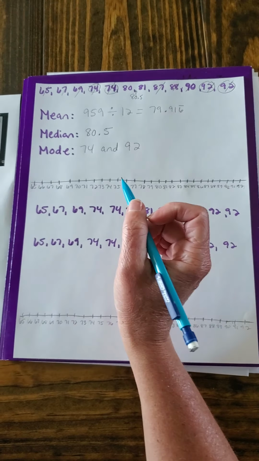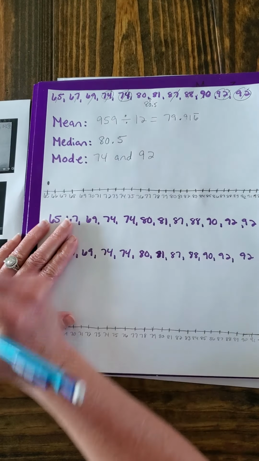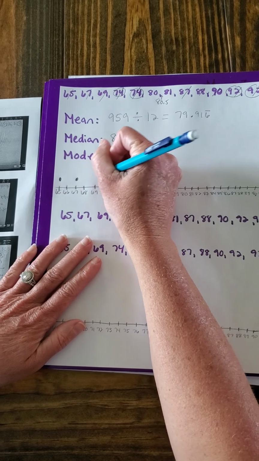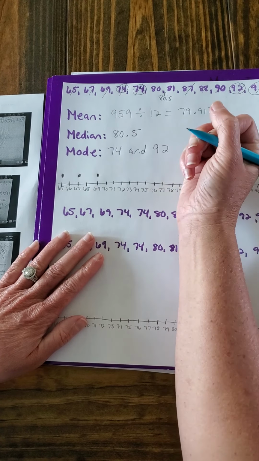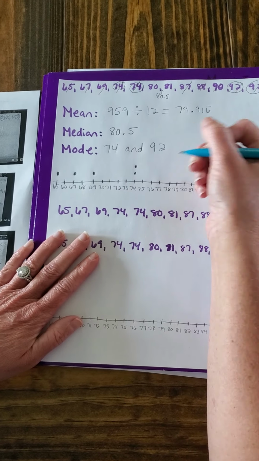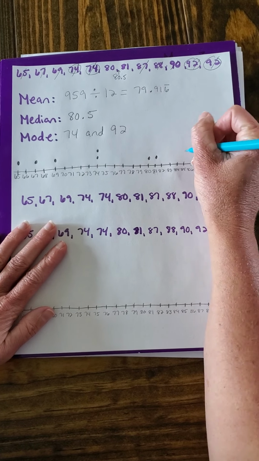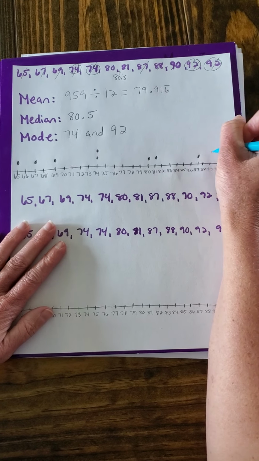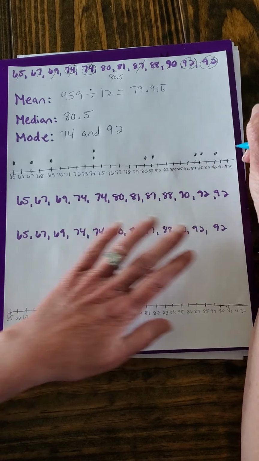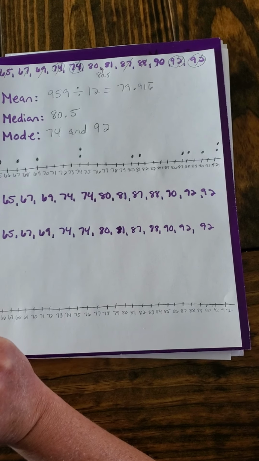So we start with 65, and there's one, so I'm going to put one dot above 65. There's one for 67. There is one for 69. There are two for 74, so that gets two dots. I have 80, 81, 87, 88, 90, and then I have the two dots for 92. And that's all you do for the dot plot.